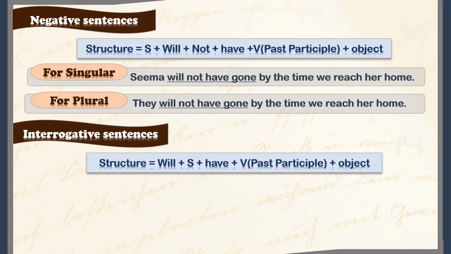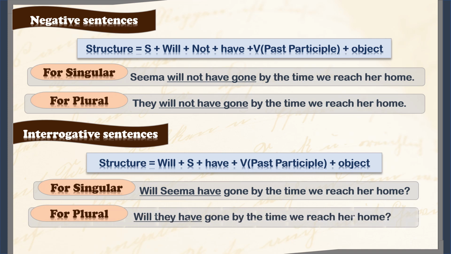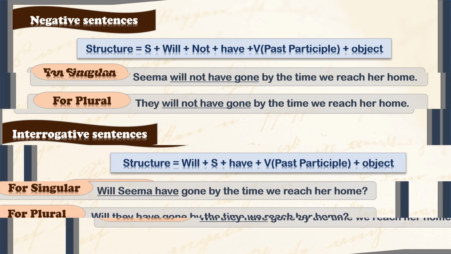Structure for interrogative sentences is will plus subject plus have plus verb in the past participle plus object. Example for singular, will Seema have gone by the time we reach her home? Example for plural, will they have gone by the time we reach her home?